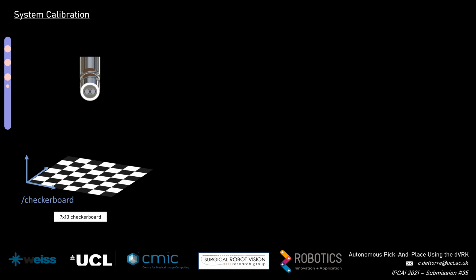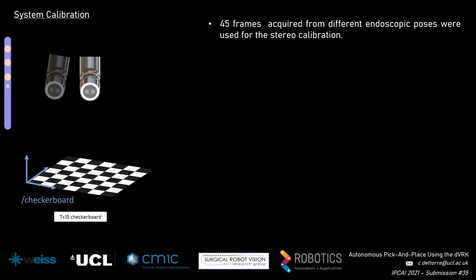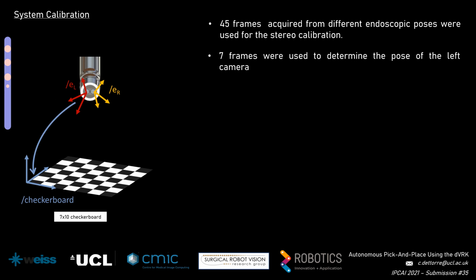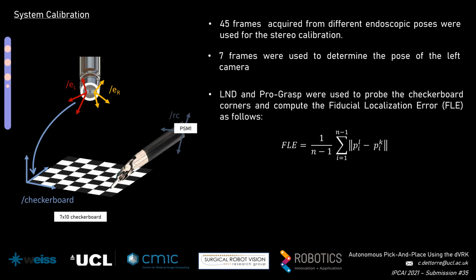A checkerboard pattern was used to perform robot calibration. 45 frames were acquired from different endoscopic poses and used as input of the MATLAB toolbox for stereo calibration to obtain the camera parameters. 7 more frames were used to determine the pose of the endoscope compared to the checkerboard. In order to assess the accuracy of the calibration for the 2 robotic tools considered, respectively the large needle driver and the probe grasp, we perform a probing procedure, as you can see from the animation, acquiring the coordinates of the checkerboard corner through the dVRK embedded software and comparing those values with the ones extracted from the endoscope.